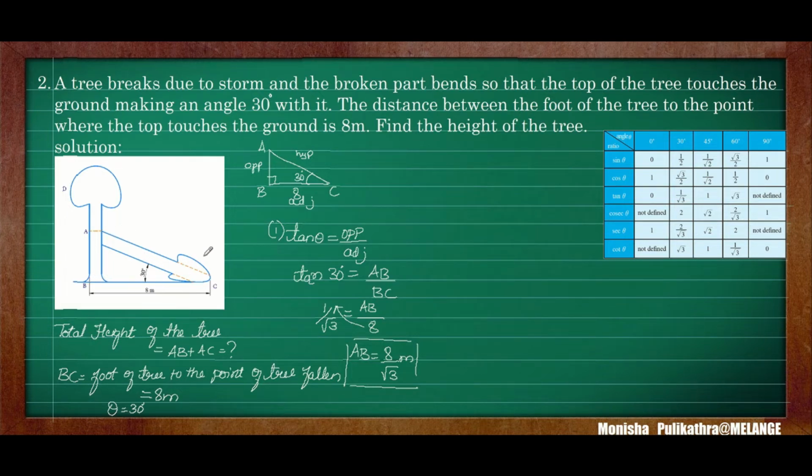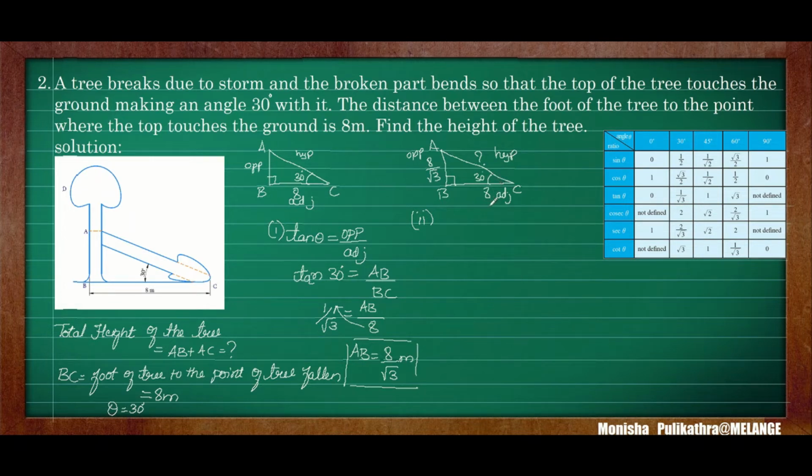So next we need to find out AC. This is 90 degrees. This is AB, which we already found out, that is 8 by root 3, and BC is 8, and AC we need to find out. This is the hypotenuse. The angle is 30 degrees. This is the opposite side and this is the adjacent side. So in the second case, here we need to find the hypotenuse where the opposite and adjacent are given.